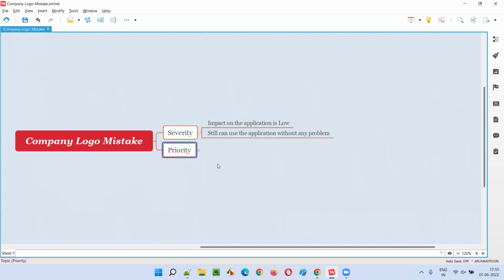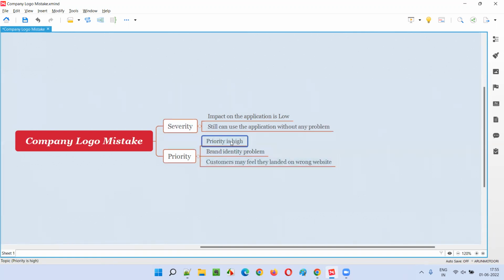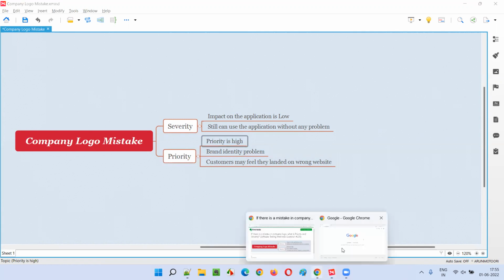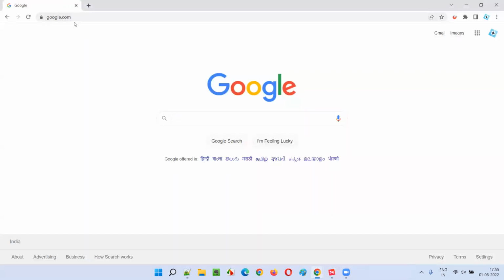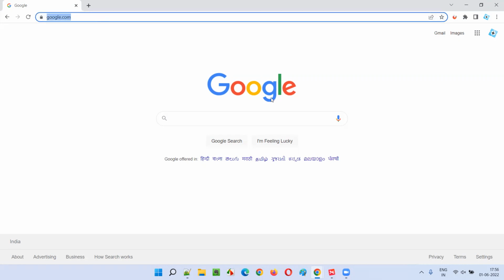Why is the priority high? Let me explain. The priority is high because, let's say you search for google.com and suddenly you get a different logo, instead of the normal Google spelling, you get a different spelling. Suddenly you will be shocked, wondering whether you have landed on a proper website or not. These days all fake websites are coming, right, which are simulating the real websites. Am I on the right website or not is a confusion that will generally come to you, right?